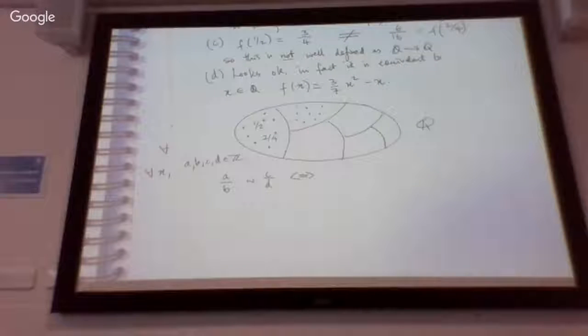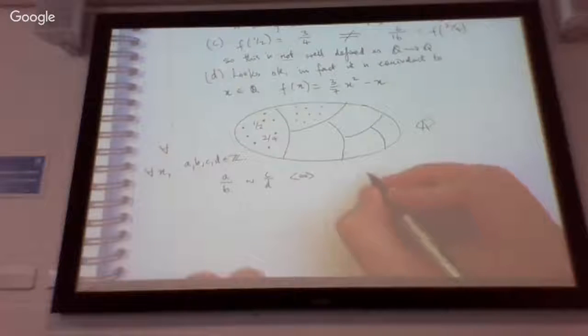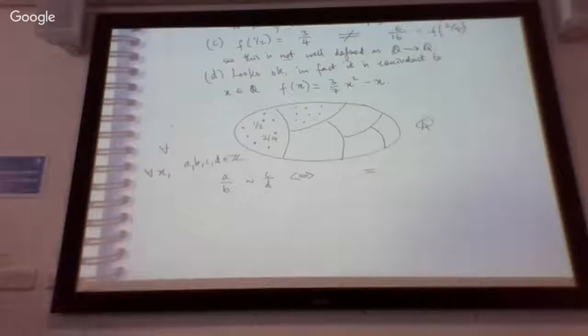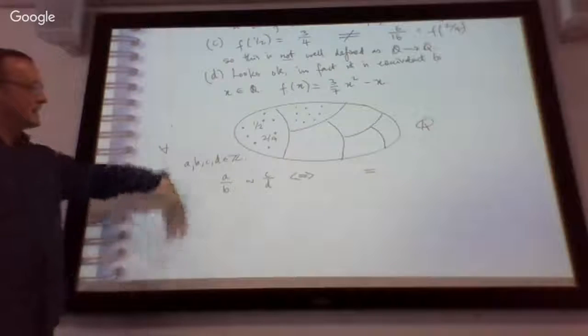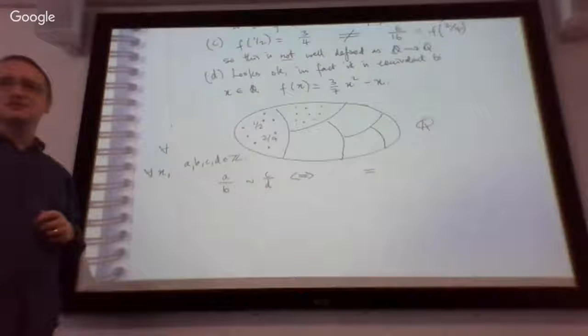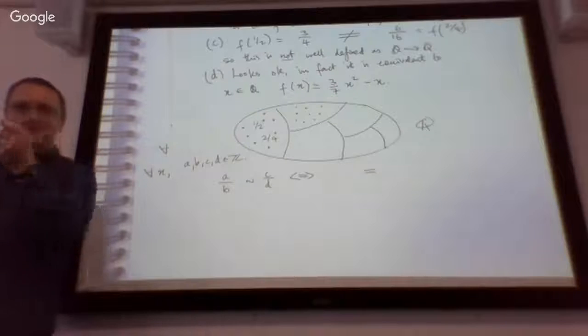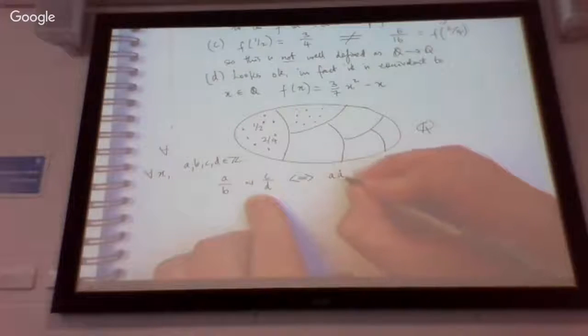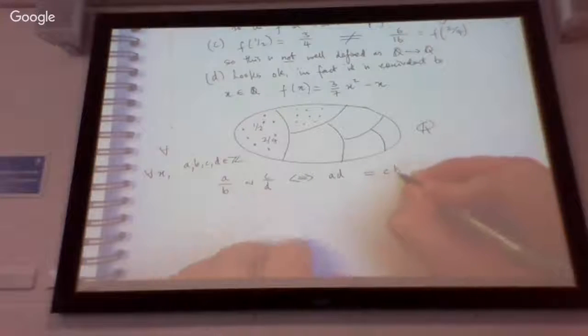Sorry? Could you put like na over nb, like some kind of factor of form? Yeah, something. It's going to be something equals something. But how could you get rid of the operation of division? Cross multiply. Yeah. So the statement would be that a times d has to be equal to c times b.